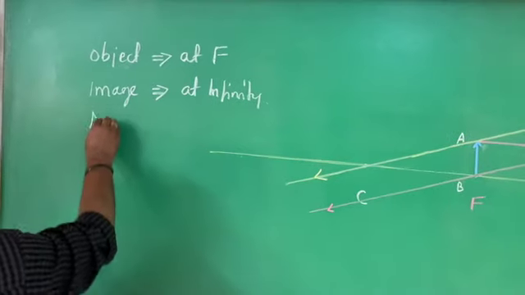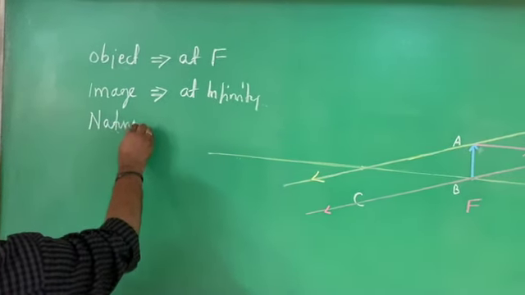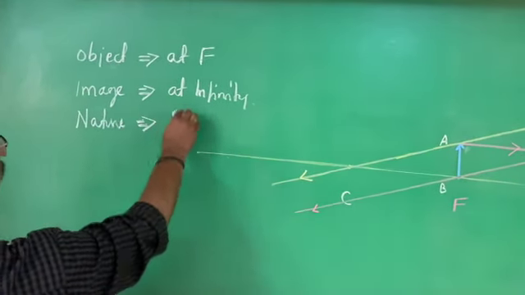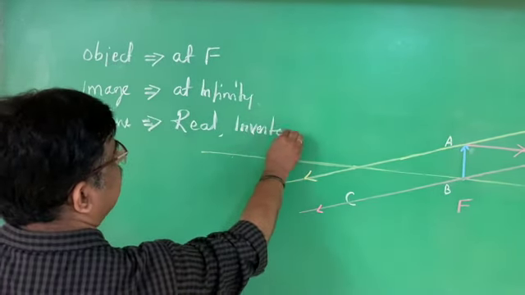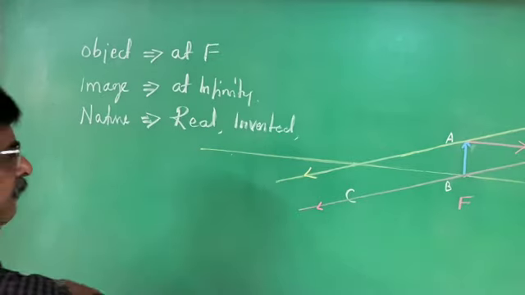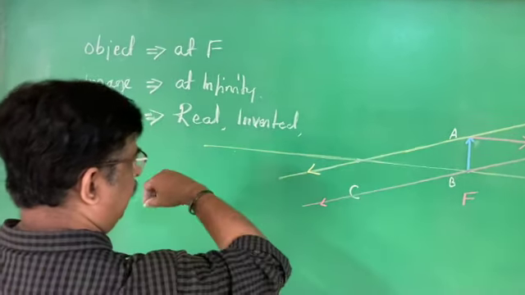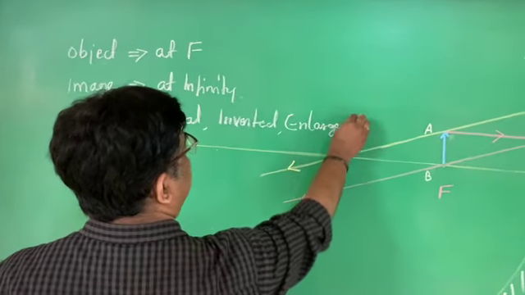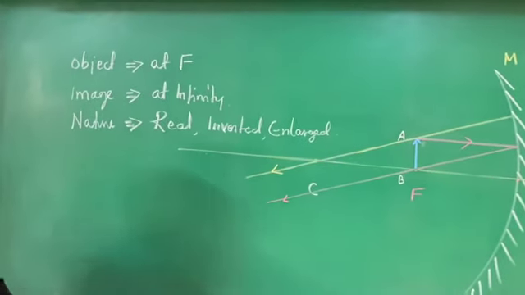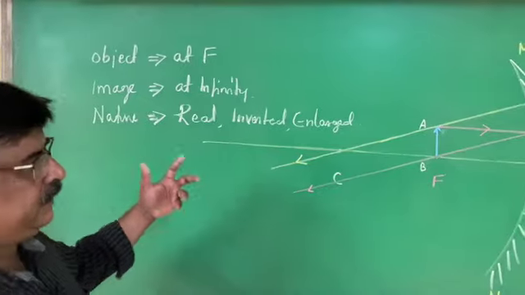And the nature of the image is, since it is in front of the mirror, it is real. Real images are inverted images, and it is very far away from the mirror. We can consider this as an enlarged image. This is the fifth condition of the ray diagram.